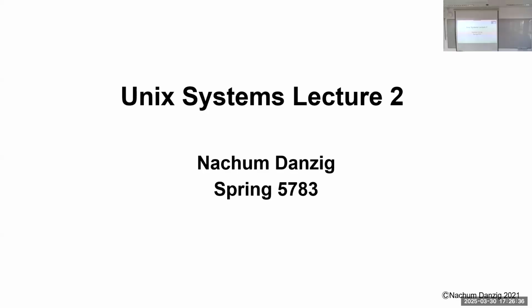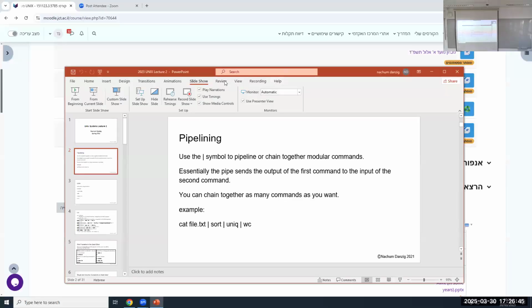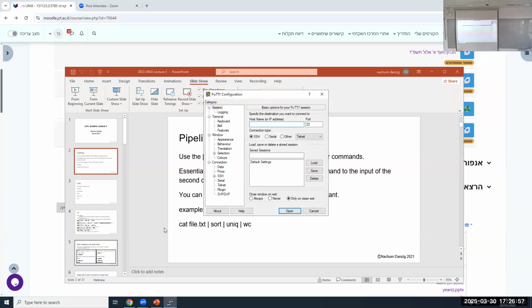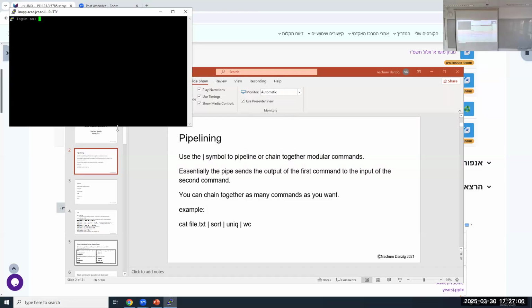Looking at Unix programming, we're going to talk about pipelining. Really, I want to show you immediately how to connect to a computer, for example. I would type PuTTY, and this gives me a terminal. I have to type the host name and open, and accept this. Now it asks me for my username.